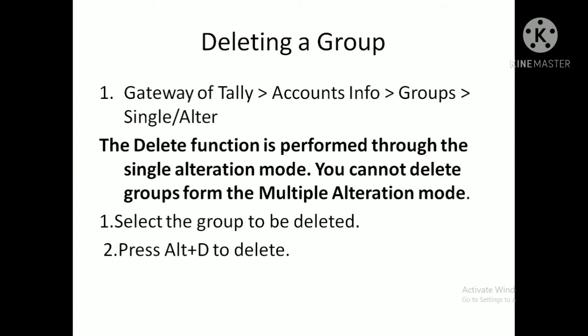When you select the Alter option, you will get the Alter screen. From that screen you press Alt D. Please note this down. They will ask a 2 marks question on the function of Alt D. See here, Alt D is related to what? Delete the group, either a single group or multiple groups. This is the option we use to delete a group, either single or multiple.